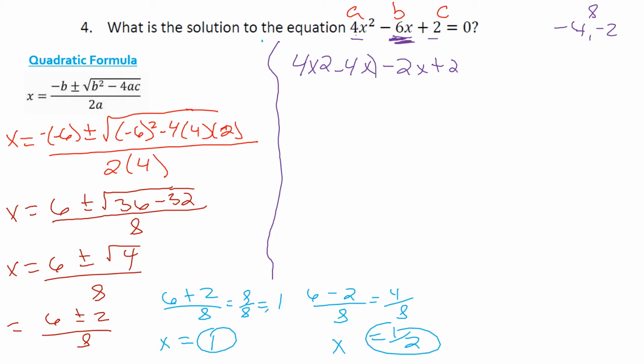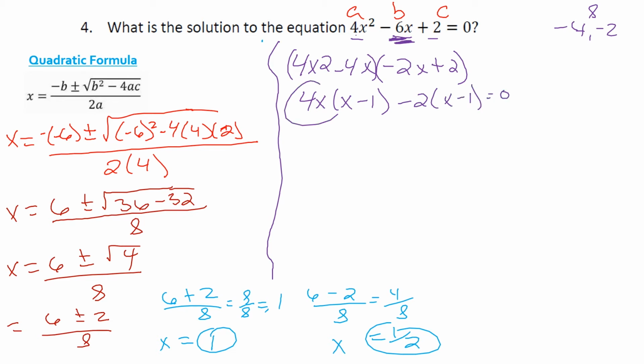And then I factor by grouping. Group the first and second set of terms here. I could factor out a 4x. I'm left with x minus 1. The second one, I could factor out a -2. I'm left with x minus 1.